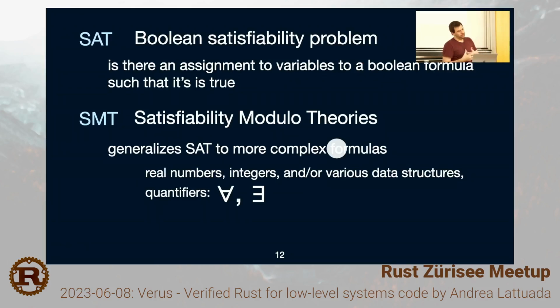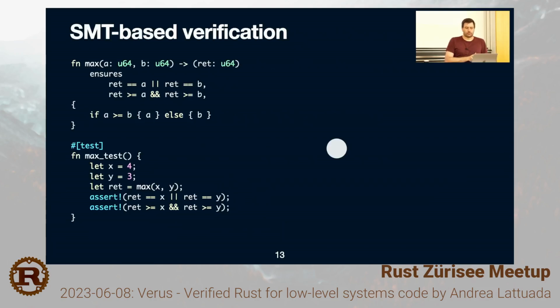So there's an extension to SAT, which is what Z3 implements, which is SMT, satisfiability modulo theories, meaning that we're going to generalize SAT to formulas that include other theories, so real numbers, integers, data structures, and quantifiers, which turn out to be very useful when doing program verification. So for example, we could say that for all a and b, a times b equals b times a, and we should be able to prove that.